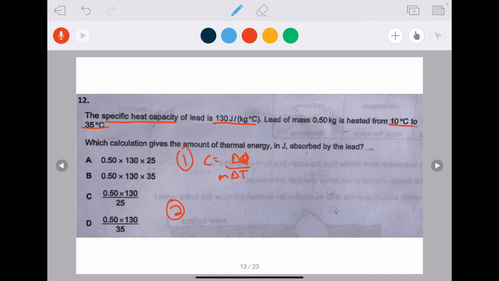Step number 2, we substitute the values given. So replace C with 130. The heat we have to find, let's just write that as J as given in the question, divided by the mass, which is given as 0.5, and the change in temperature is from 10 to 35, so 35 minus 10 is 25, so we can just write 0.5 times 25. We can take this to the other side to find J, so in step 3 we can write that J, or the heat, would equal 130 multiplied by 0.5 multiplied by 25. Therefore, for question 12, the answer will be option A.